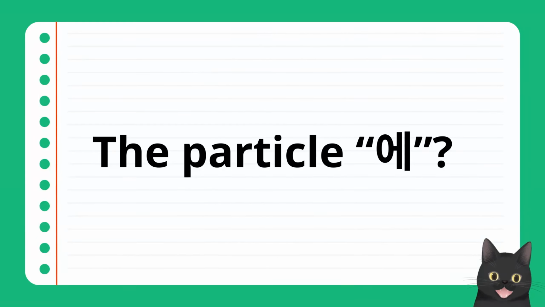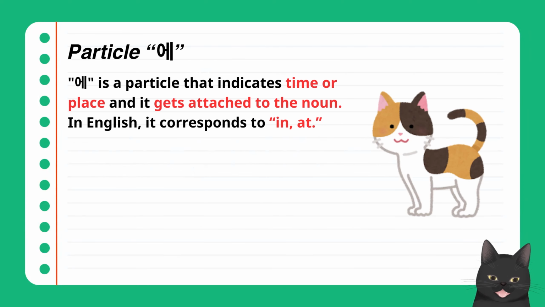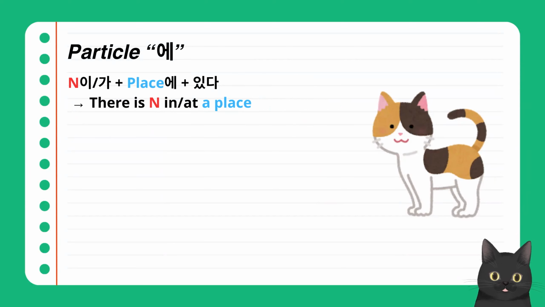Now let's look at how we use the particle 에 with the verb 있다. 에 is a particle that indicates time or place, and it gets attached to the noun. In English, it corresponds to in or at. So we have this grammar structure: noun, 이/가, place, 에, 있다. It means there is a noun in or at a place.